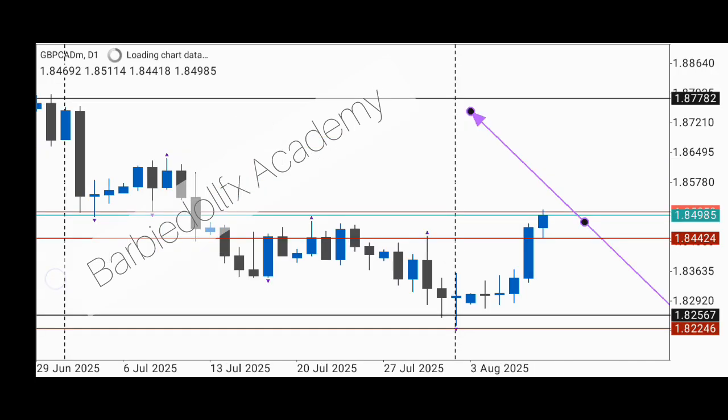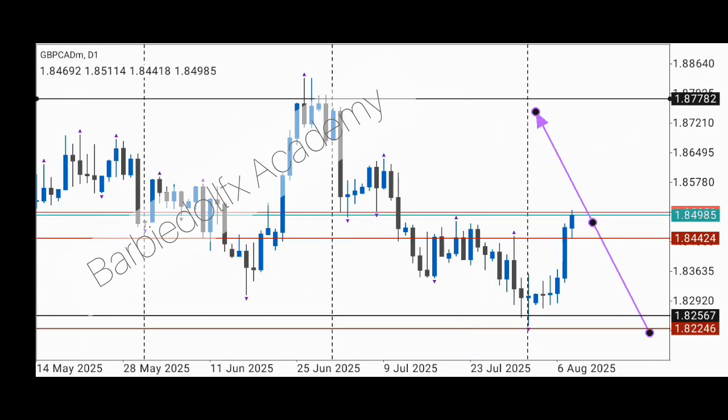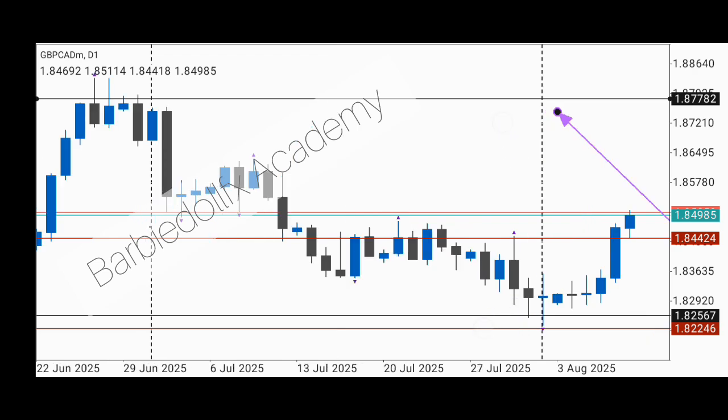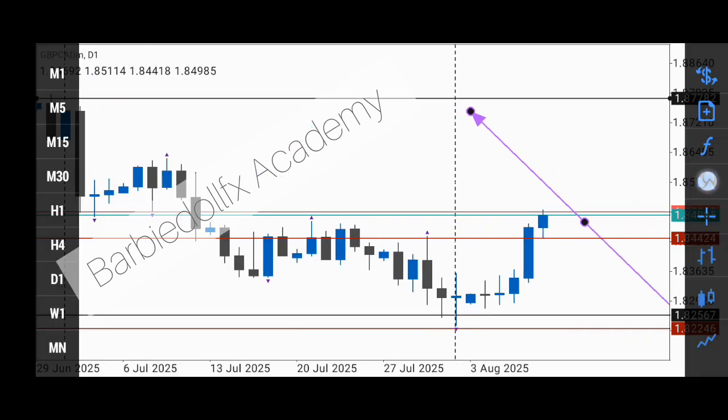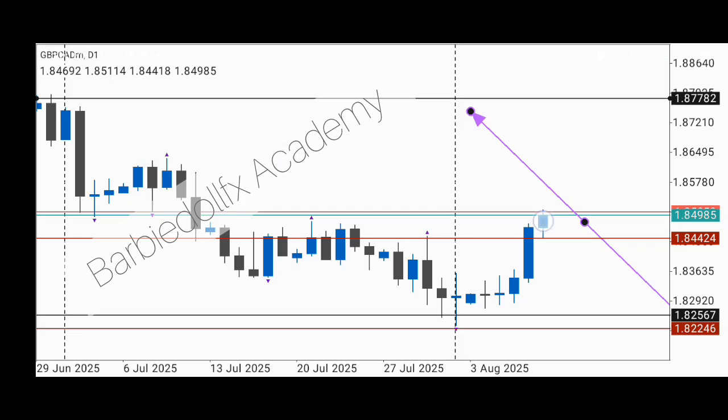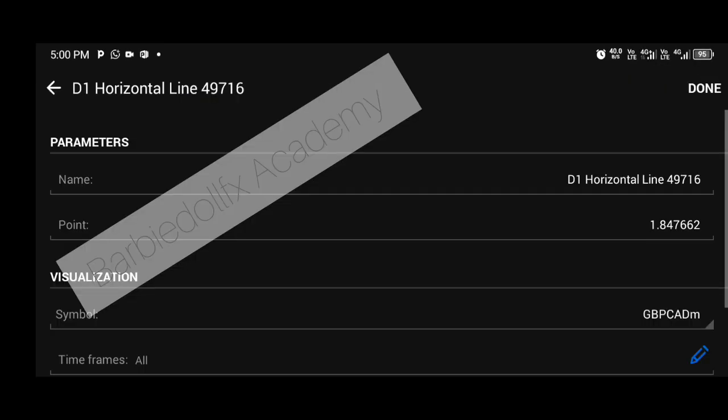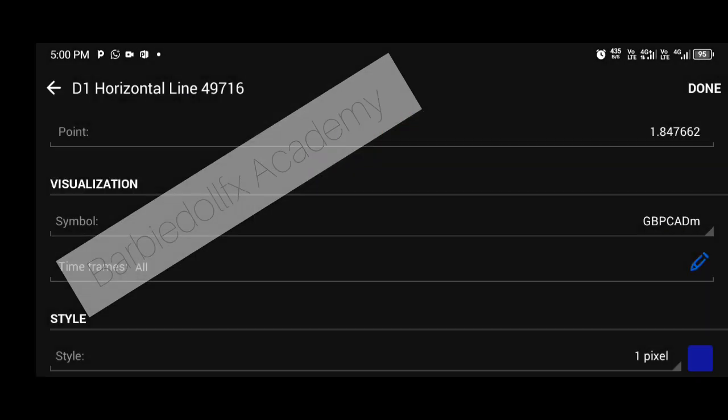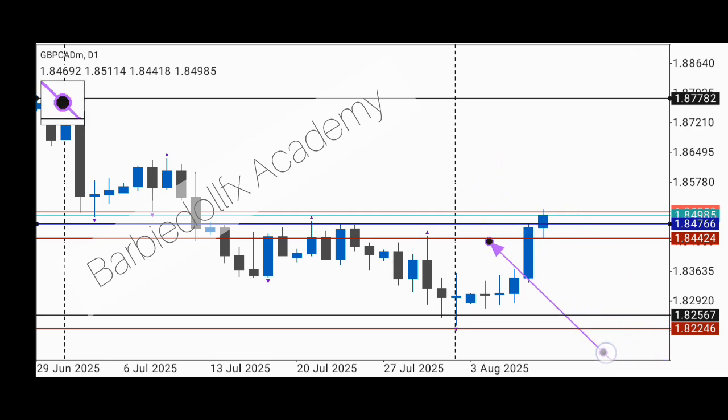When you go down to the daily time frame, you see what happened on the daily. You will see that on the daily, price took out the previous daily high, which signals a strong bullish move towards the previous weekly high. So this is our target.